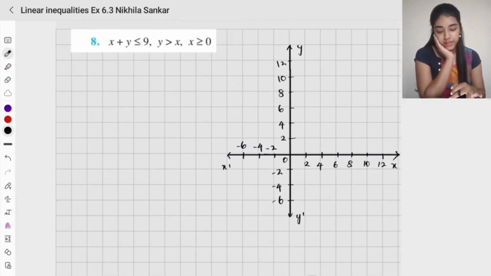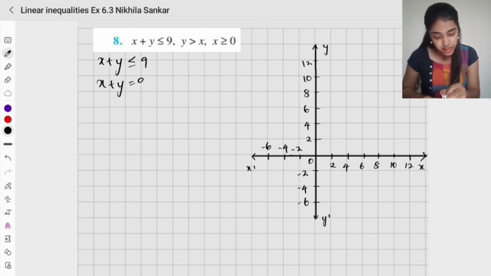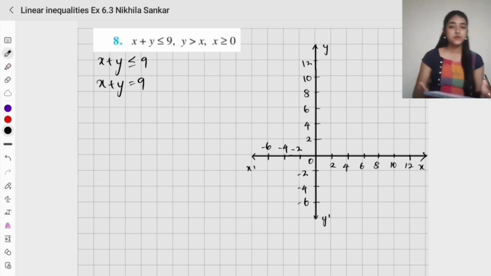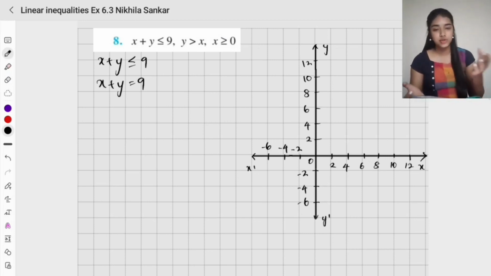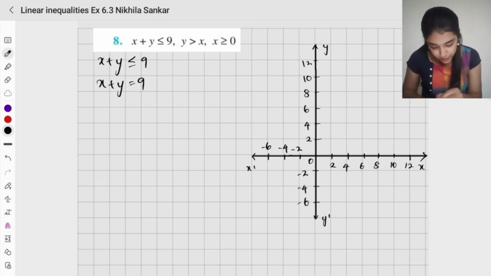Question number 8. X plus y less than or equal to 9. So, equation is x plus y equals 9. ரொம்ப simple இதெல்லாம். கரெக்ட்டா நம்ம சால்வ் பண்ணி கிராஃப்ல கரெக்ட்டா சப்ஸ்டிட்யூட் பண்ணாலே போதும். எந்த ரீஜன் நம்ம கரெக்ட்டா தெரிஞ்சிரும். லைனே தப்பா வரைஞ்சா சொல்யூஷன் தப்பா தான் வரும். ஓகே? அதனால ப்ளீஸ் பே அட்டென்ஷன்.